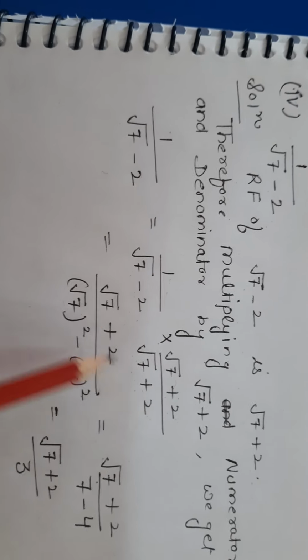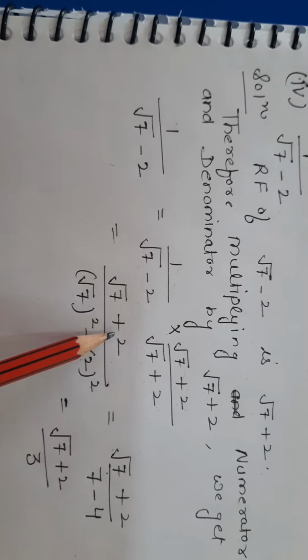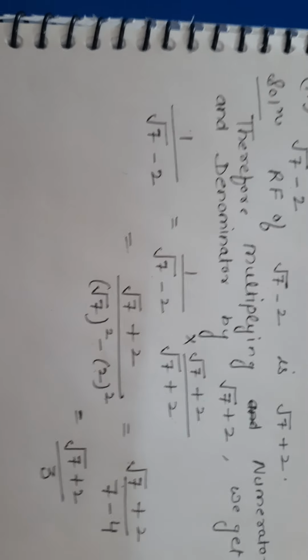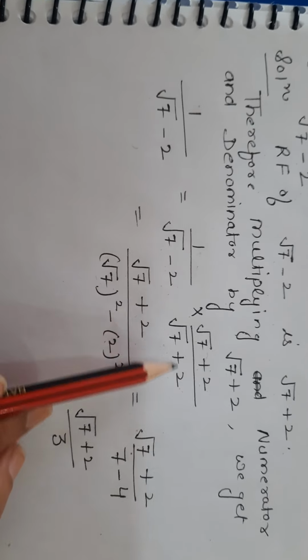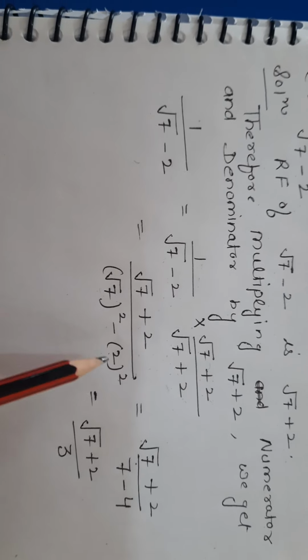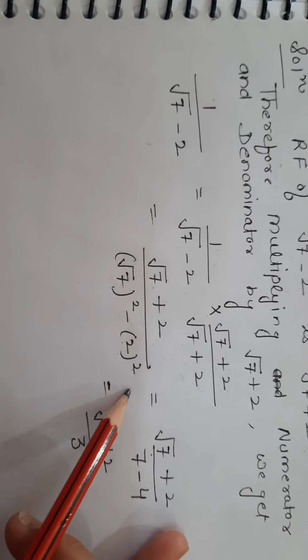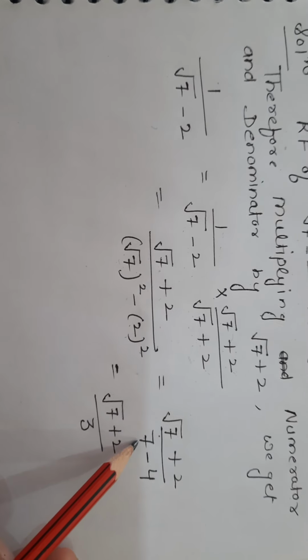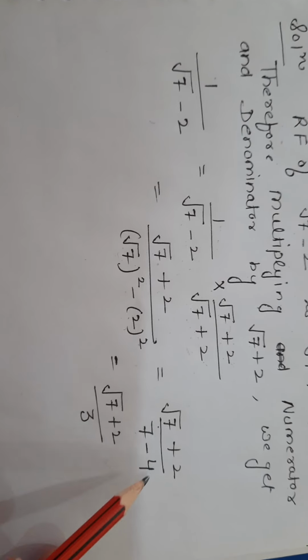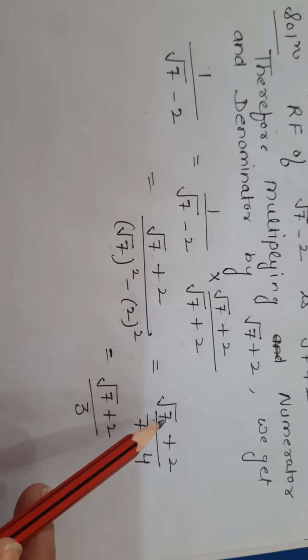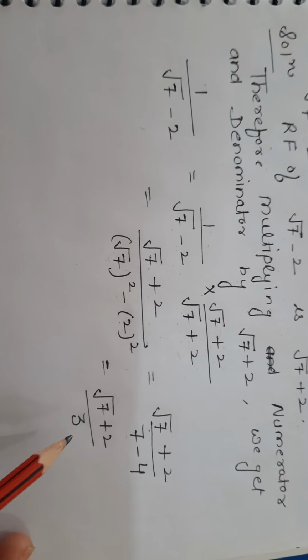So 1 into this will remain the same, square root of 7 plus 2. Again use the same identity, a minus b into a plus b, which is equal to a square minus b square. So this is root 7 whole square minus 2 square. Now further, this is equal to 7 minus 4, since 2 square is 4. So your answer is square root of 7 plus 2 divided by 3.